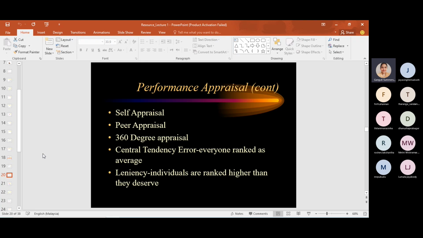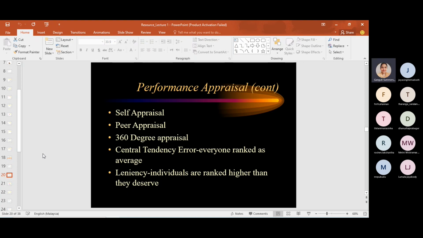Okay, so in performance appraisals, there is a possibility for errors as well. Because performance appraisals are not done by machines, right? Performance appraisals are done by people. They are done by humans. So there can be some errors in performance appraisal. Okay, so an example for such an error is central tendency error.